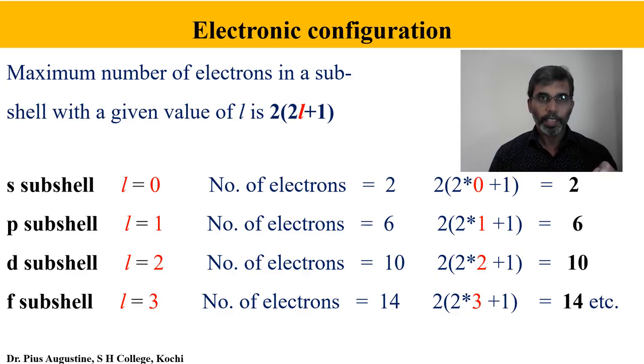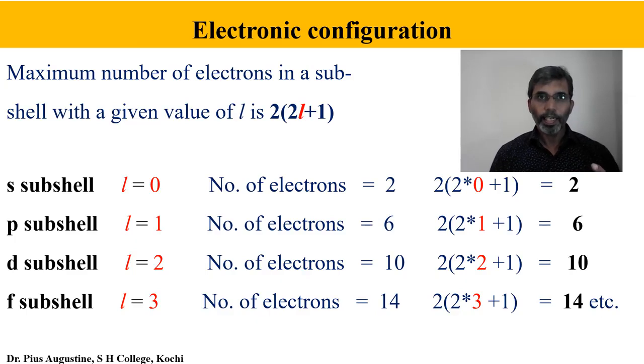If you go for d, then l is equal to 2, then 2 into (2 into 2 plus 1), that is 2 into 5, which is equal to 10. That is, there are 10 electrons in d subshell. Similarly, for f orbital, l is equal to 3, and you can calculate, you will get 14. So there are 14 electrons in f subshell.